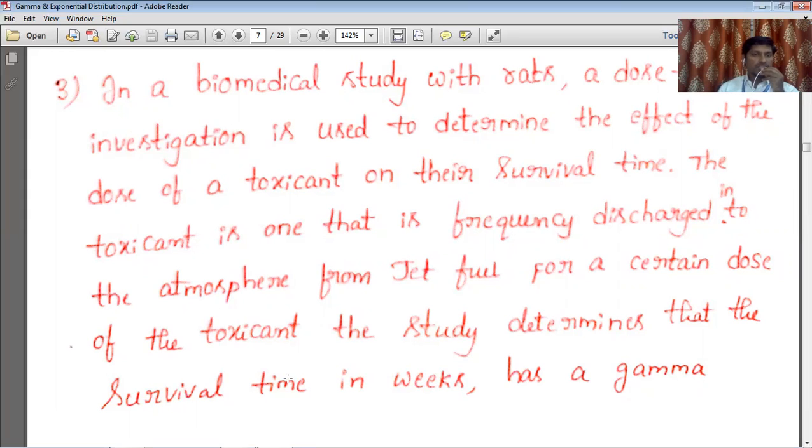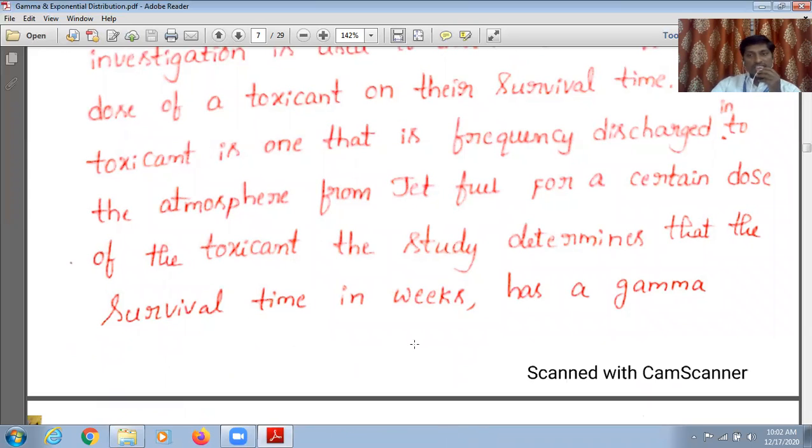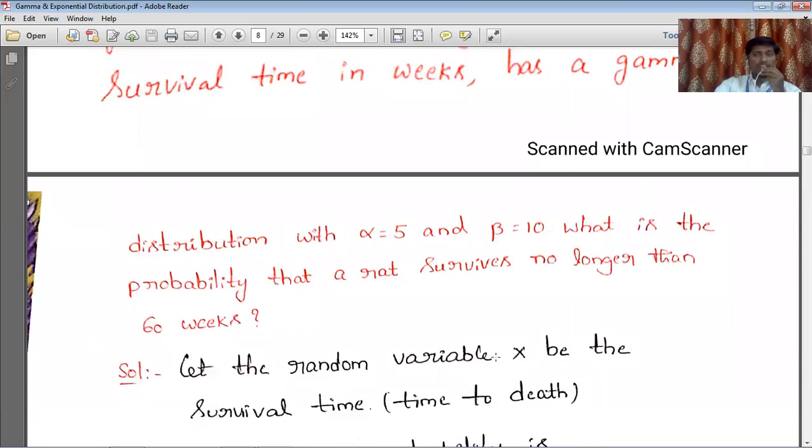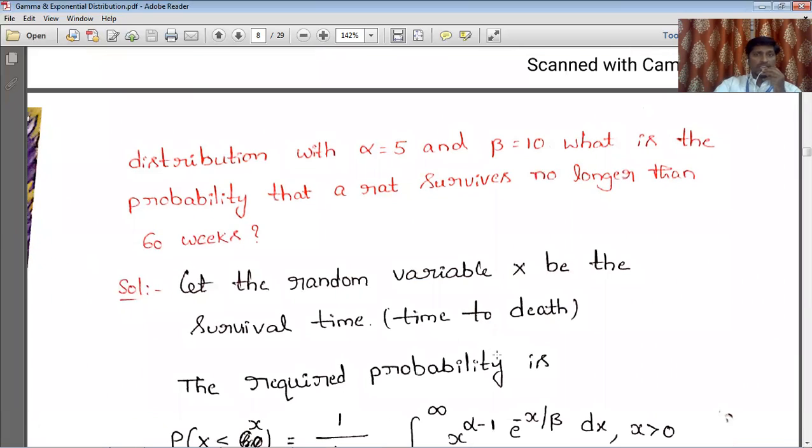how many days will those rats live? That survival time they are measuring in weeks, after the toxicant is released in the atmosphere and they breathe it. How many weeks those rats are surviving. So the total one they are defining as a gamma distribution with alpha equal to 5 and beta equal to 10. And what they asked here is, what is the probability that a rat survives no longer than 60 weeks?